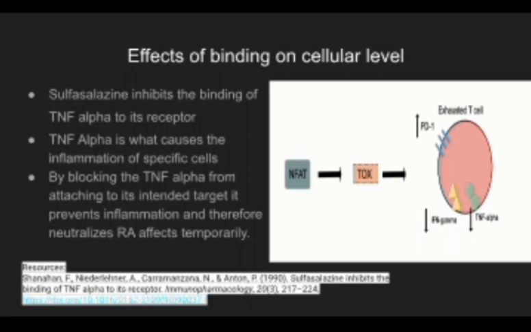Sulfasalazine inhibits the binding of TNF-alpha to its receptors. TNF-alpha is what causes the inflammation of specific cells. By blocking the TNF-alpha from attaching to its intended target, it prevents inflammation and neutralizes the RA effects temporarily.